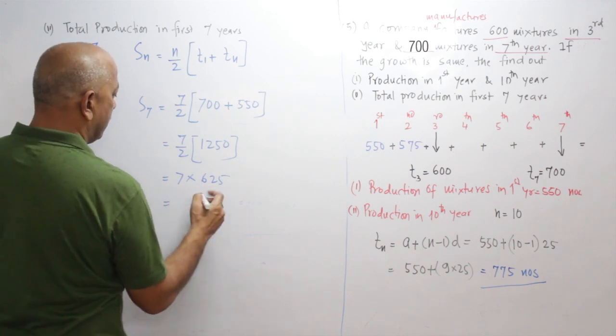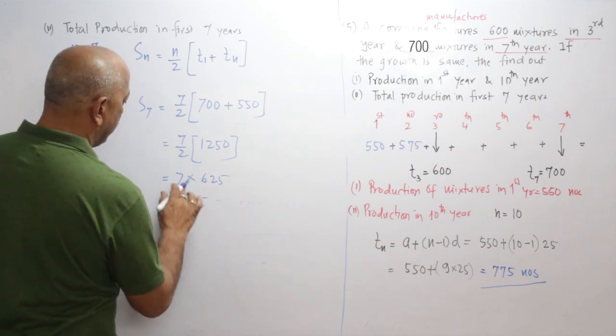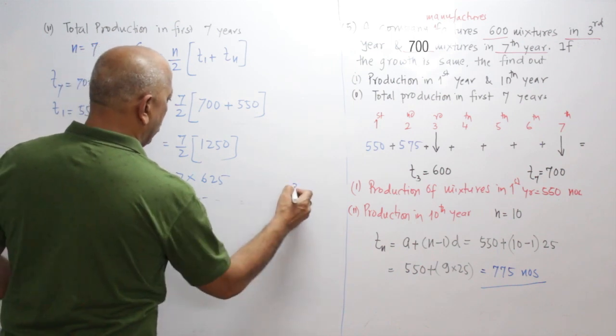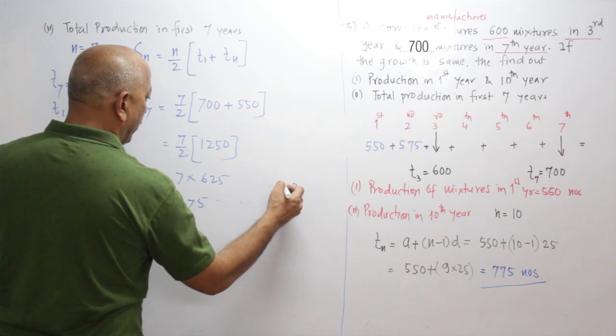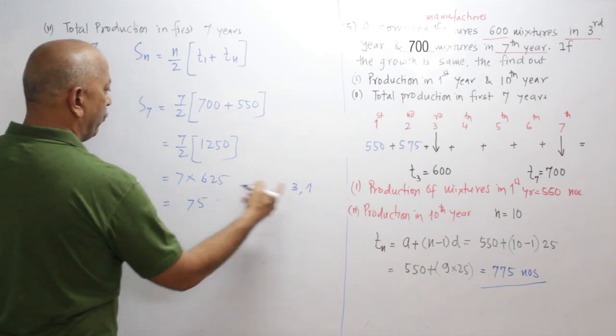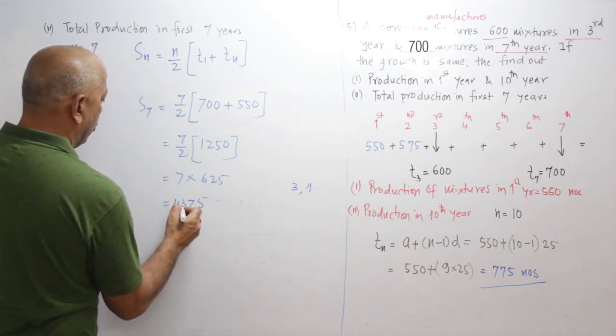So we'll get the answer. 7 times 5 is 35, 5 and carry 3. 7 times 2 is 14 and 3 is 17, 7 and carry 1. 7 times 6 is 42 and 1 is 43.